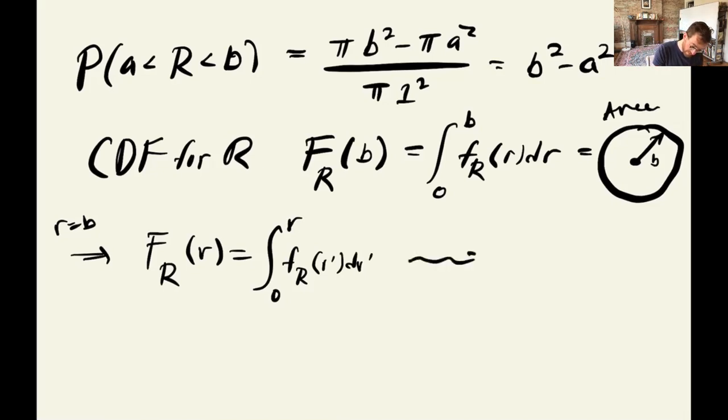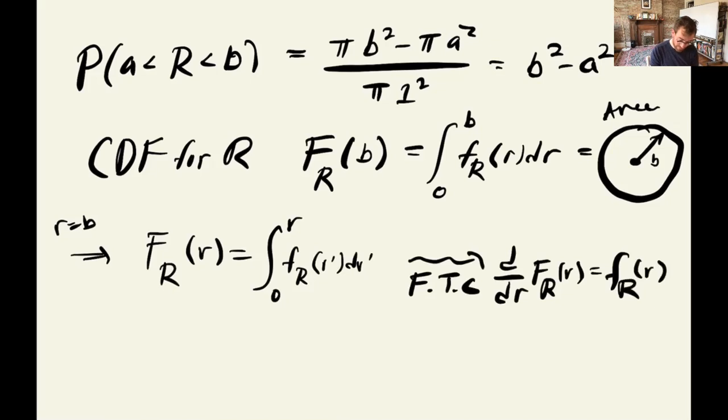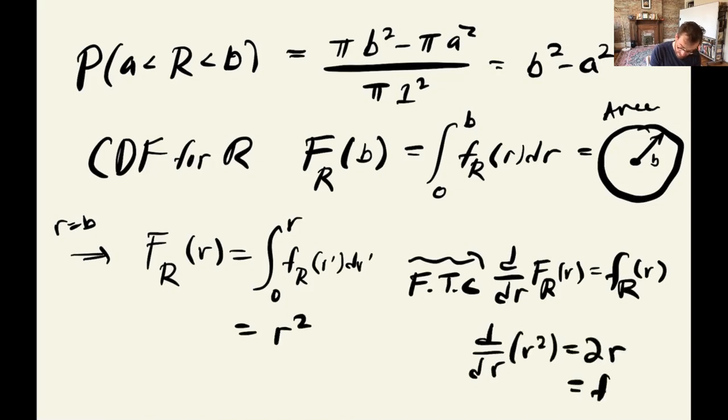But by the fundamental theorem of calculus, we know that d/dr of big F of r is going to equal little f of r evaluated at r, which means that I can just plug in what we know this is, r squared. So d/dr of r squared is 2r, and that is our PDF.